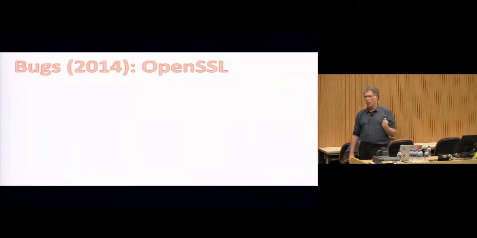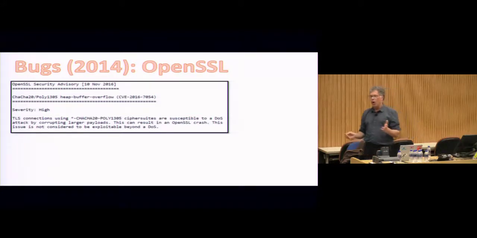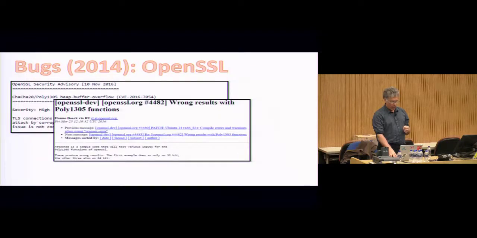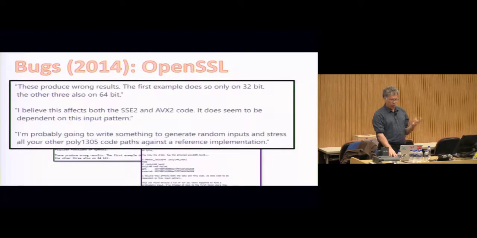Nonetheless, how were things going in open source land? Well, all these eyeballs make bugs shallow. Well, so much for that. In OpenSSL 2016, cipher suites are susceptible to a denial of service attack by corrupting larger payloads. We can crash it. Here's sample code that produces wrong results for Poly1305. That's some crypto. These produce wrong results. The first example does so only on 30 bits. This affects various things. Oh, I'm going to generate some random inputs and stress all the other code paths against a reference implementation. So what was all this about?